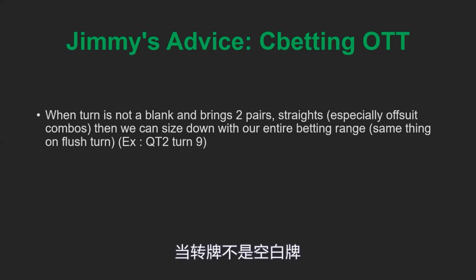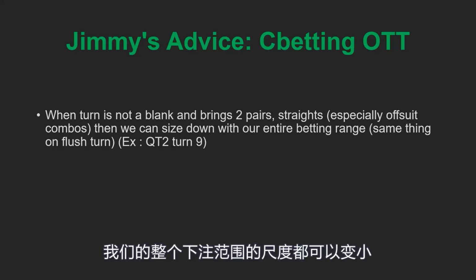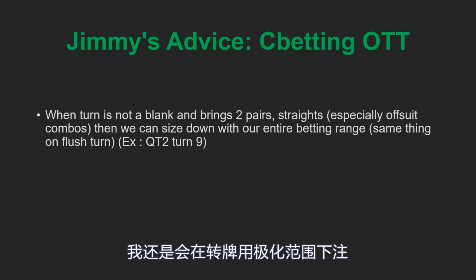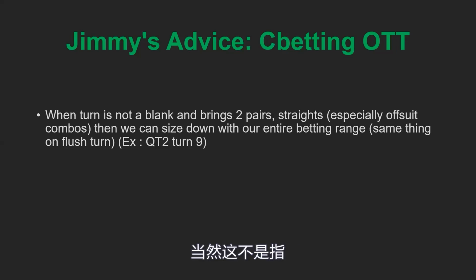When the turn is not a blank and brings a lot of two pairs, a lot of straights, especially with the offsuit combos, we can then size down with our entire betting range. Same thing on flush turns, for example queen, 10, deuce, turn 9. He's going to have a bunch of queen 9, 10-9, jack 8 suited, king jack off, all those types of hands in his range. So I'm still going to be betting a polarized range on the turn. I mean, it's not like we can just be betting a hand like 9x or 10x on the turn.